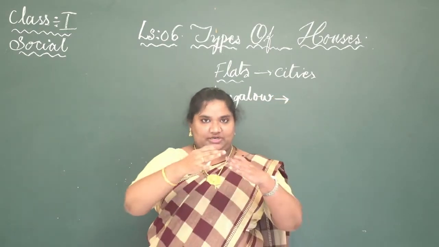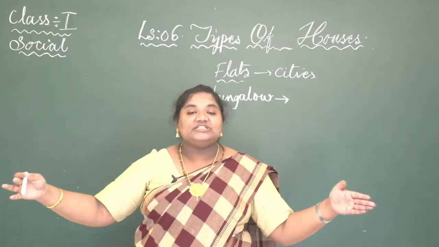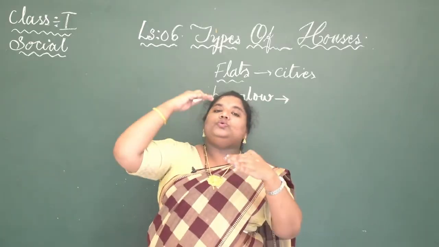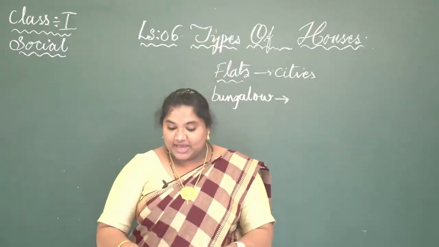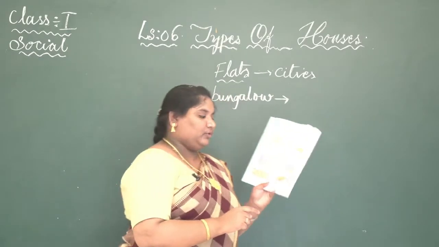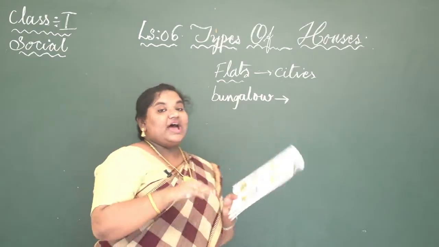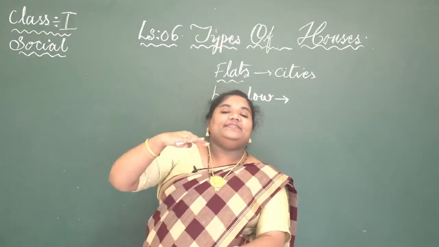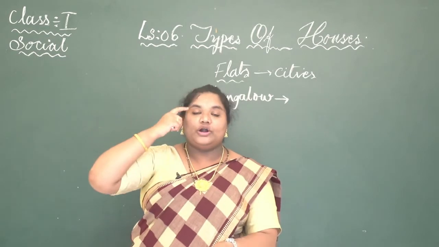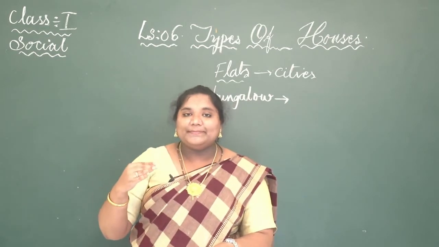This is constructed in a big place, stretched over a wide distance, and it has 1 to 2 or 3 floors. That is called a bungalow. So here in this image you can see a 2-storied bungalow, where we have the ground floor, then the first floor and the second floor where all the people live.